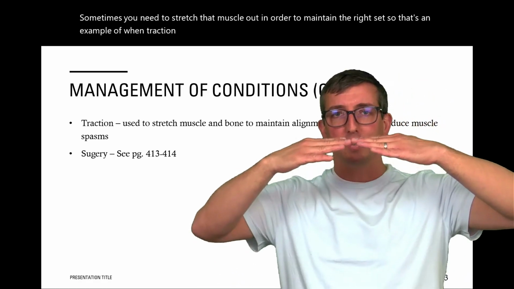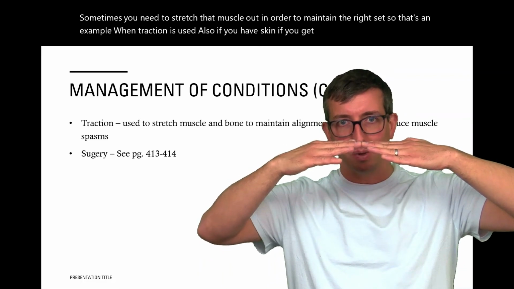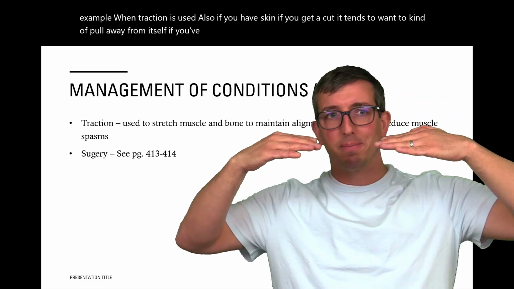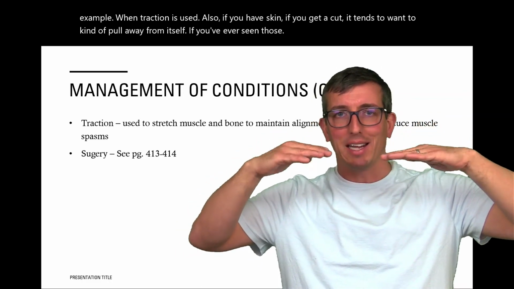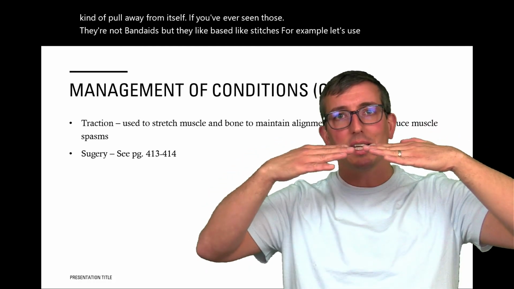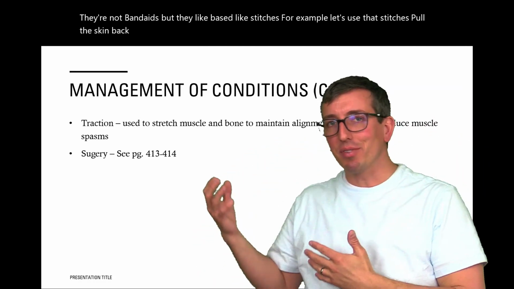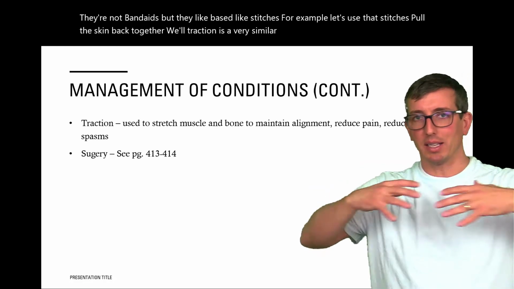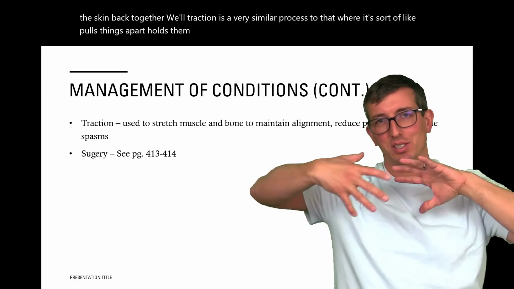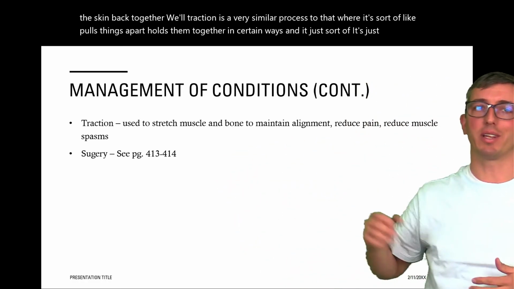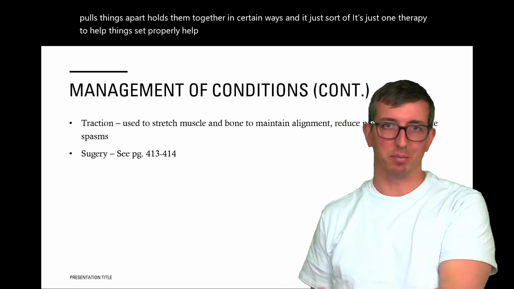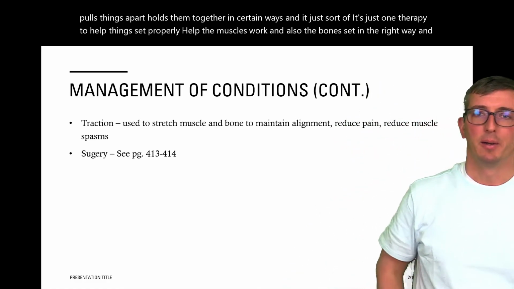Also, if you get a cut, you know, the skin tends to want to pull away from itself. Stitches, for example, pull the skin back together. Well, traction is a very similar process, where it pulls things apart, holds them together in certain ways, and it's just one therapy to help things set properly. Help the muscles work and also the bones set in the right way and that kind of stuff. And then of course surgery.